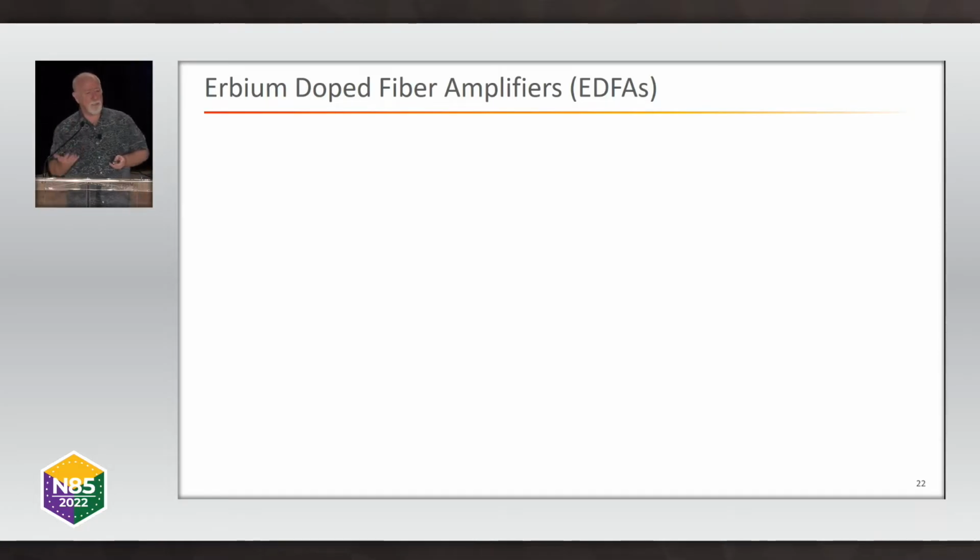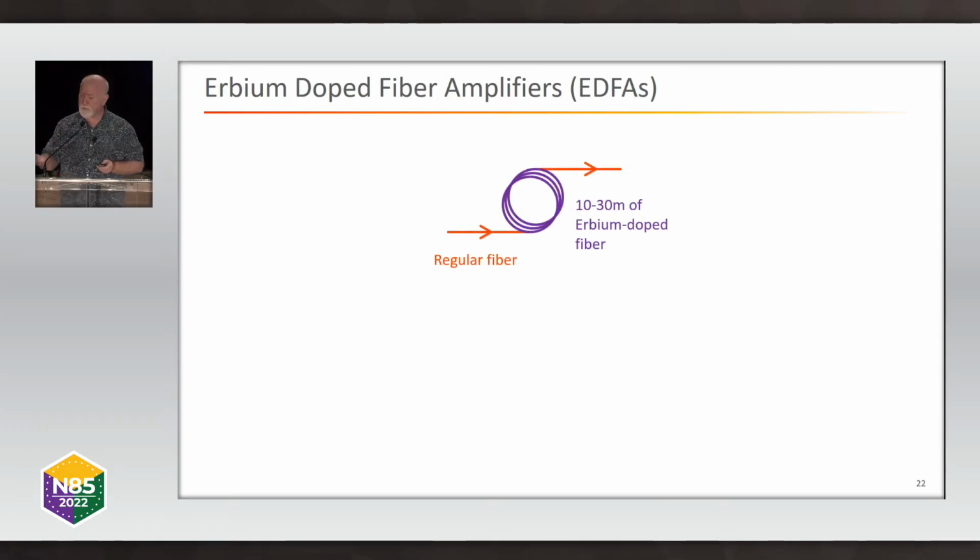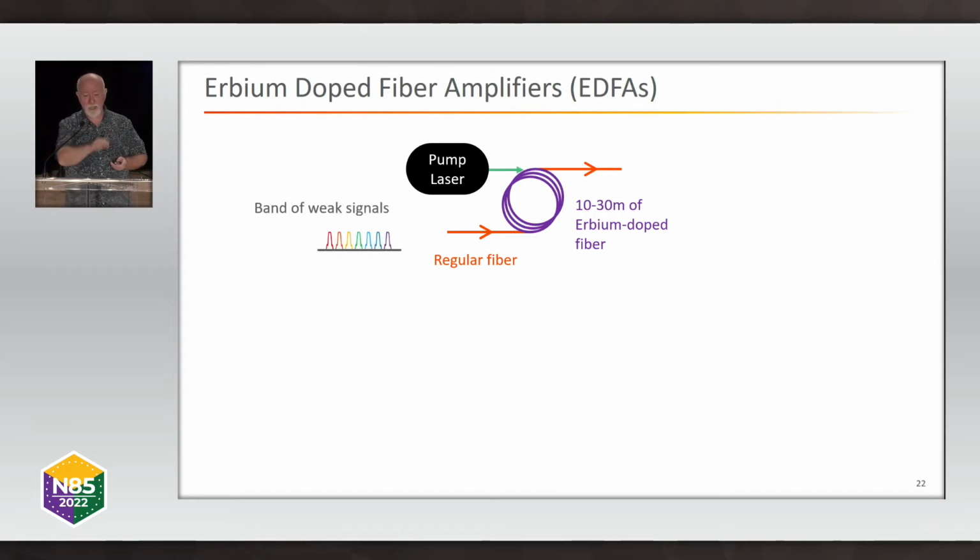But the things that typically are limiting us at the moment are amplifiers, particularly EDFAs. An EDFA works in a very simple way. You have about 10 to 30 meters of doped fiber. This is fiber that's had a little bit of a rare earth element, erbium, added to it. You've got your regular fiber that then feeds into this coil of doped fiber, and you use a very powerful laser to pump that fiber and energize it so that it amplifies weak signals and sends them out as very strong signals. And it sends out the whole band. It amplifies across a fairly wide band of wavelengths.